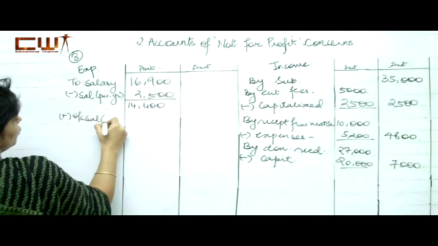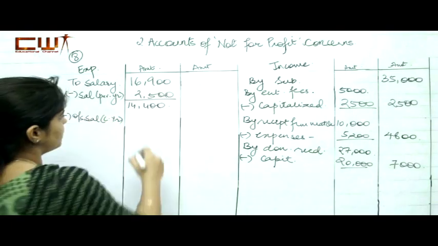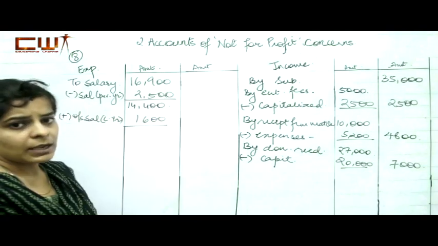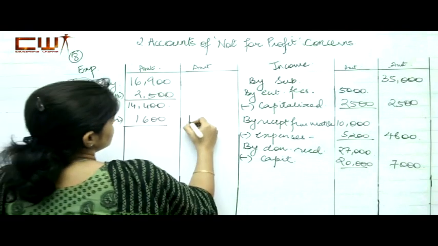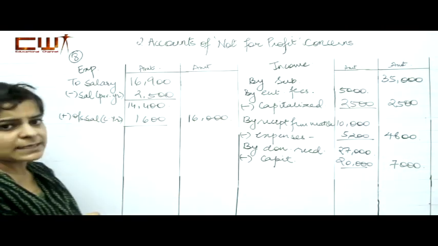Then you will note down the outstanding salary of the current year. Current year outstanding salary is how much? 1,600. So 14,400 plus 1,600 will give you how much? 16,000. So this is how you will deal with the salary portion.